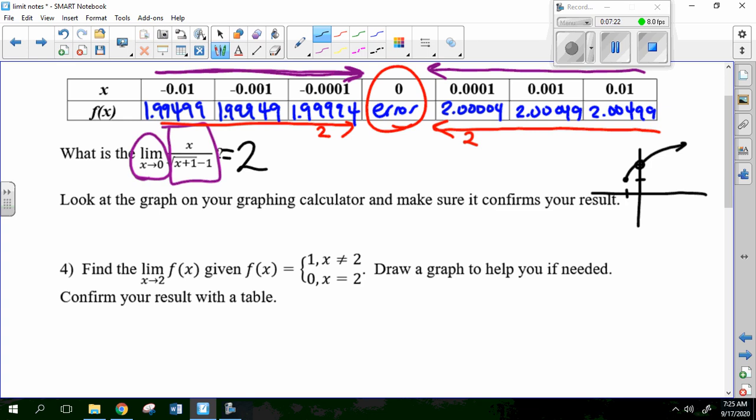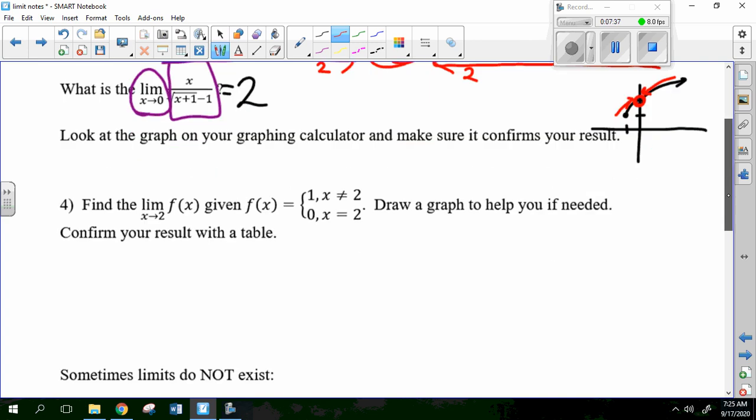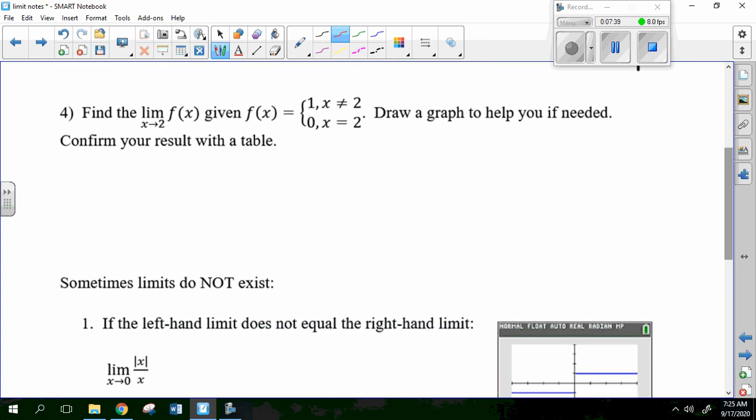And so again, I can look at the graph, and as I come into 0 on the graph from the left and the right, I'm approaching that hole, but that has a y value of 2, okay? And so that's why the limit is 2. All right, then I gave you a piecewise. I want to find the limit as x approaches 2 of f of x given this piecewise function.